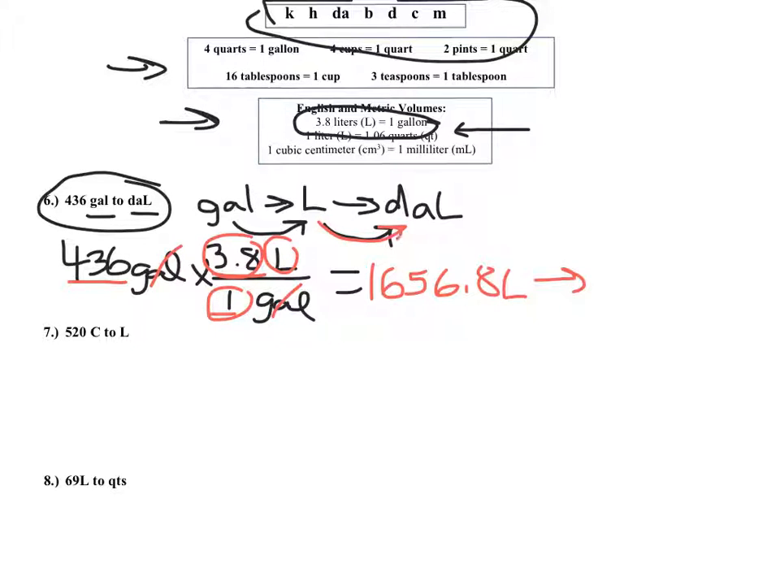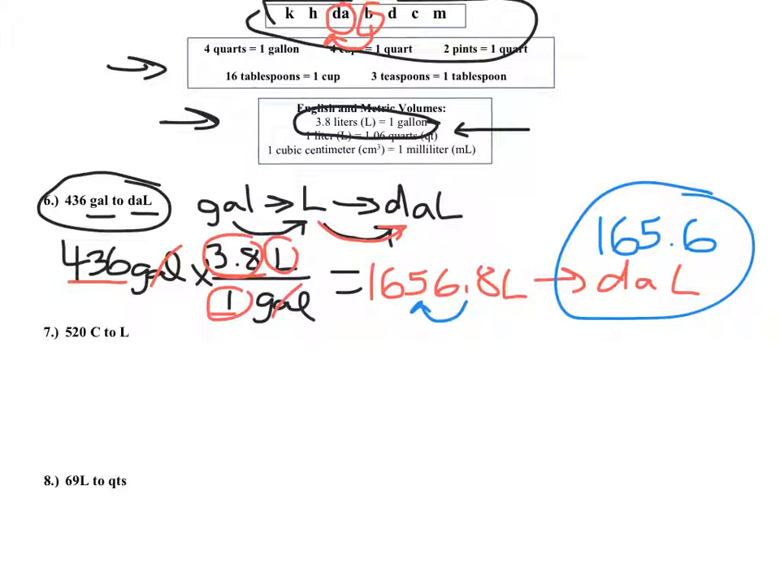All right, now that we have that, we want to convert from liters to decaliters. That's our next step. To do that, let's just look up here at the top. Liters is our base unit, and deca is 1 over. So we would just move 1 to the left. And that's what I'm going to do with my decimal point. I'm going to move it 1 to the left. So what that ends up being is 165.6 decaliters for my answer.